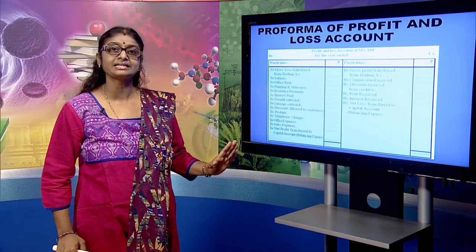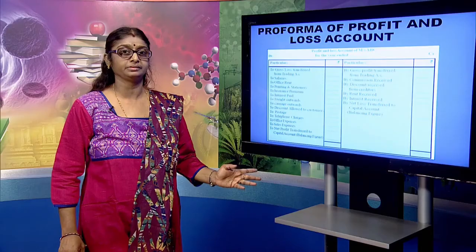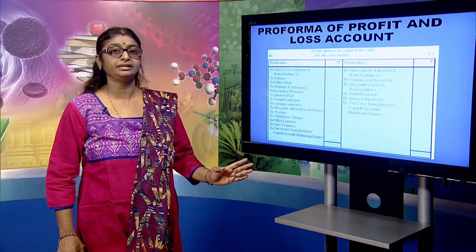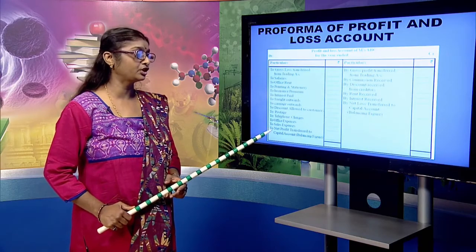Then we have to balance this account also, profit and loss account. You have to total both sides and the biggest total will be written. Then identify on which side there is a shortage. Usually the shortage will come on the debit side, that is the net profit will come on the debit side. So I have written here net profit on the debit side.